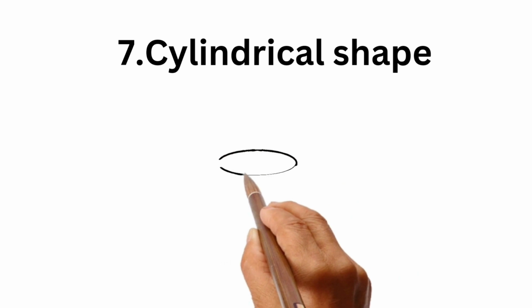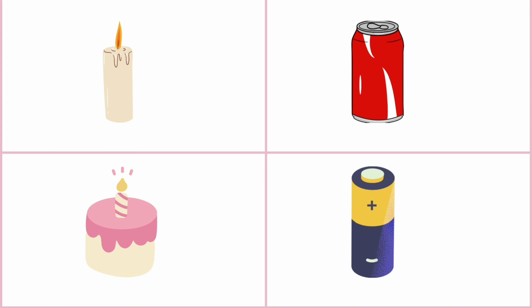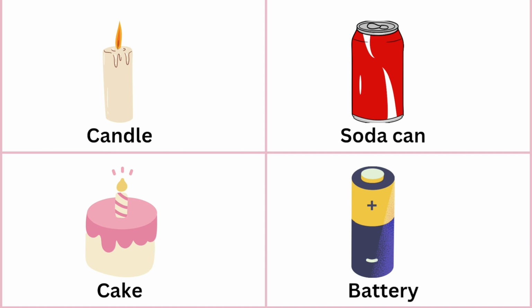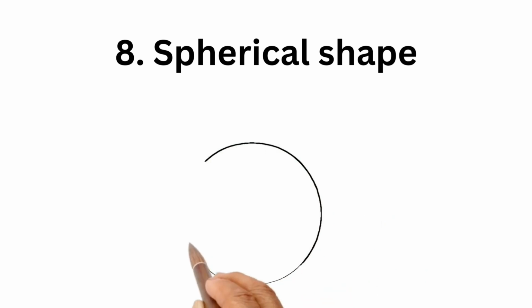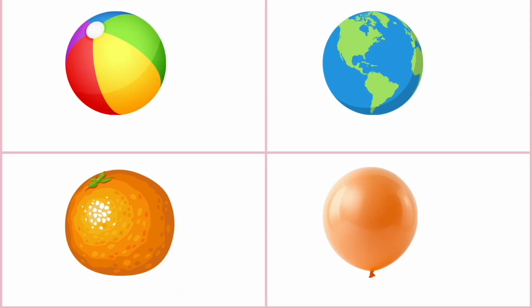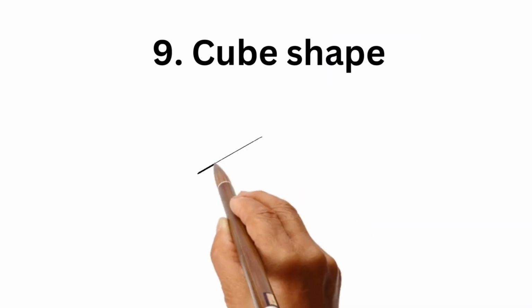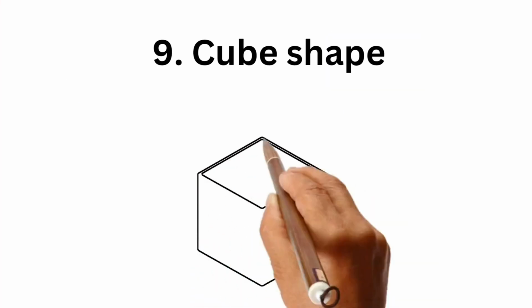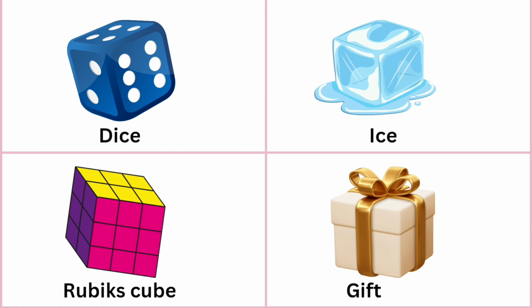This is cylindrical shape: candle, soda can, cake, battery. This is spherical shape: ball, globe, orange, balloon. This is cube shape: dice, ice, Rubik's cube, gift box.